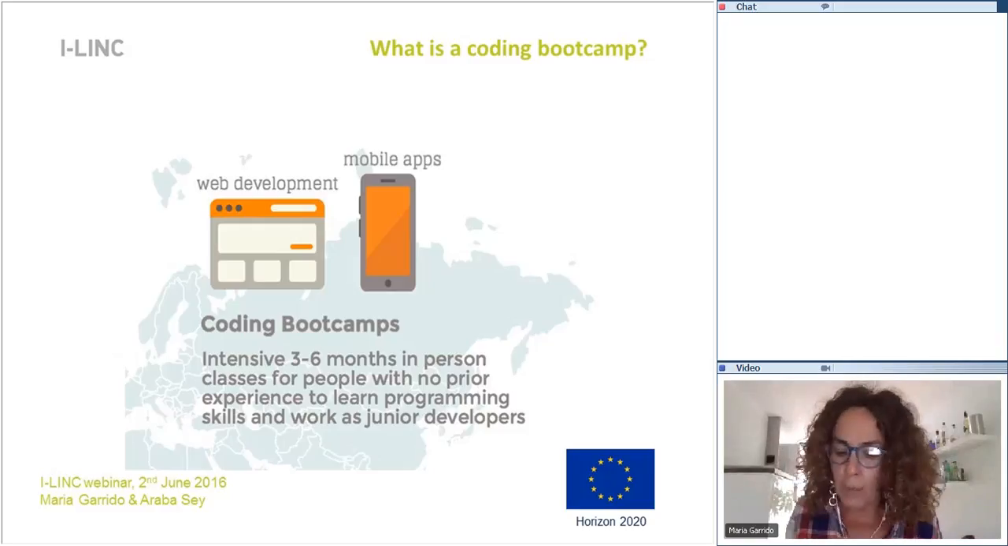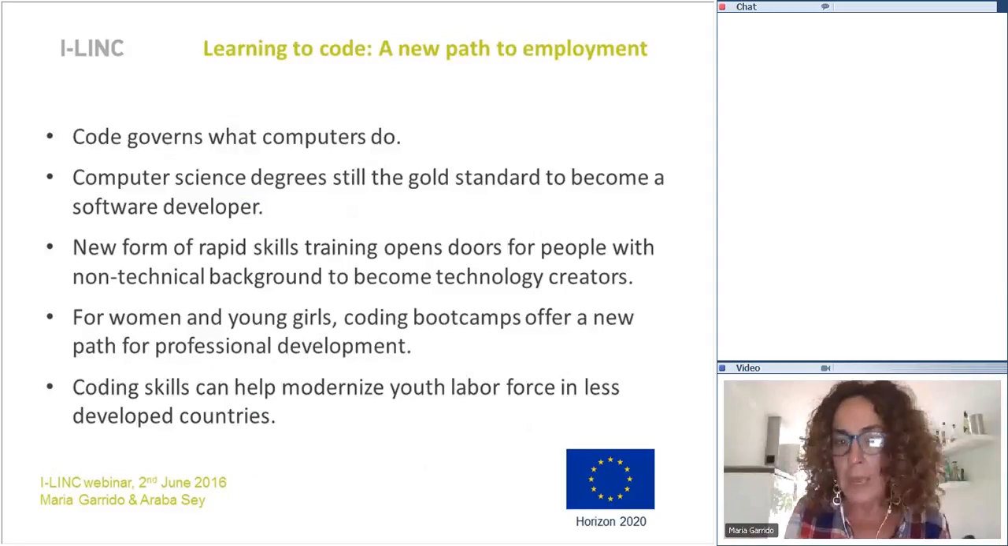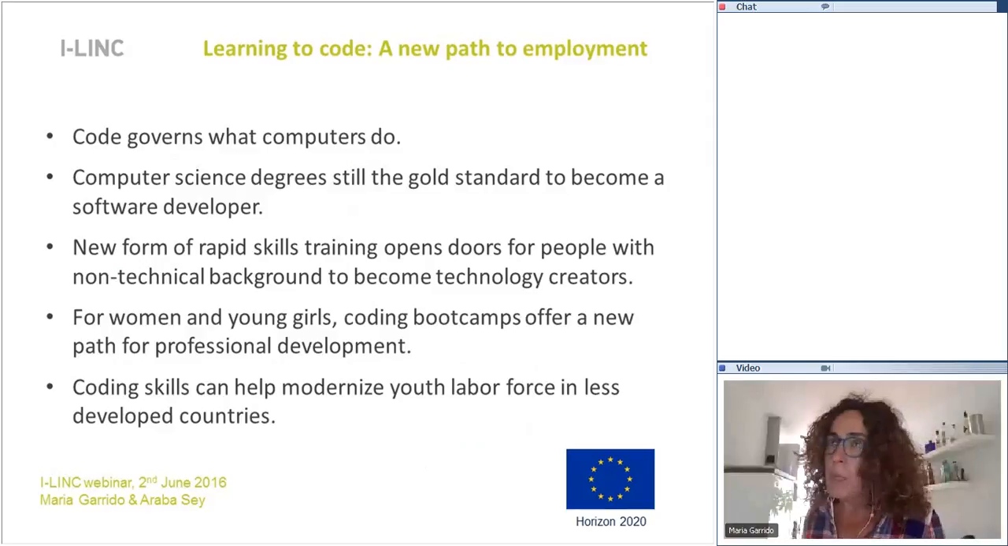But in general, the ones that we consider for an employment strategy are short term and intensive, 3 to 6 months in person, although there's some blended learning in terms of online classes, for people with no prior experience or little experience in coding, in programming, to improve their programming skills to reach junior developer jobs in different programming languages. So that's the definition of the bootcamp we included, that we focus on, although not solely, as you will see in the presentation. There are some considerations in terms of considering this type of training as a strategy for employability for you.